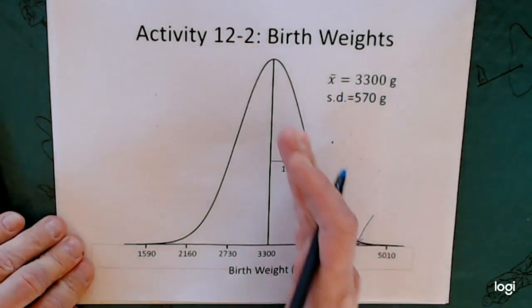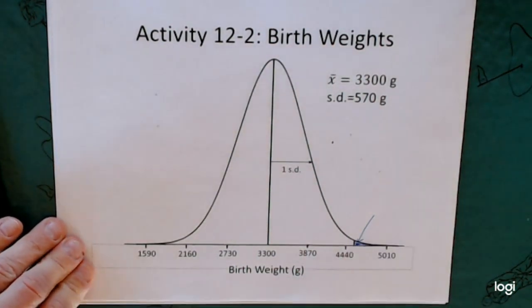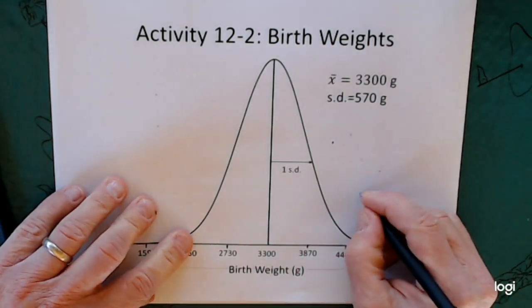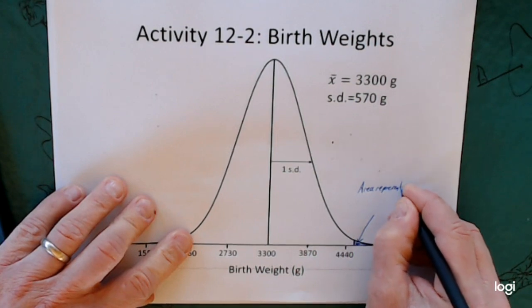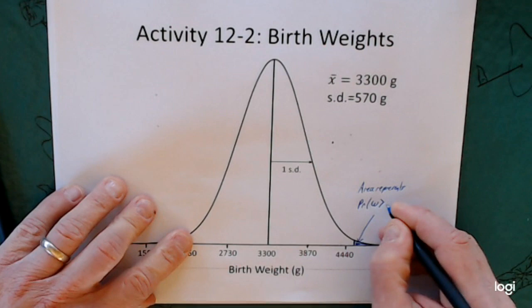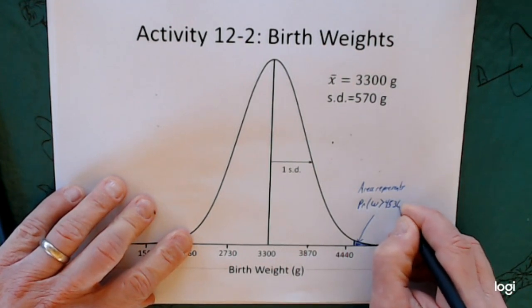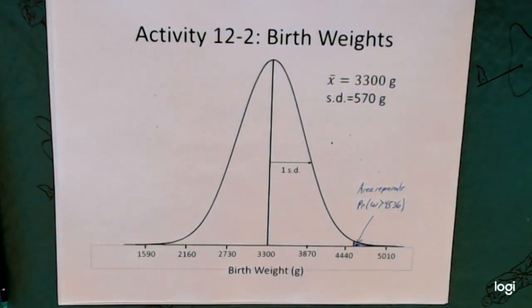Most babies weigh less than 10 pounds, but there's a small fraction that weighs greater than 4,536. So this area represents the proportion of babies that weigh more than 4,536 grams. Okay, so the plan is the same.